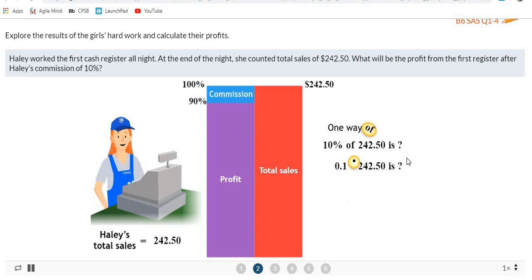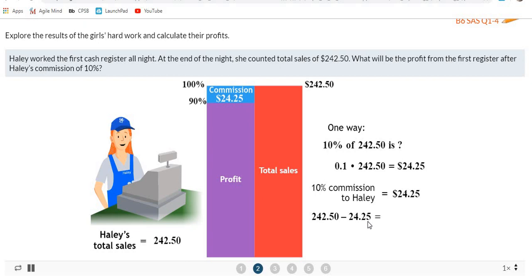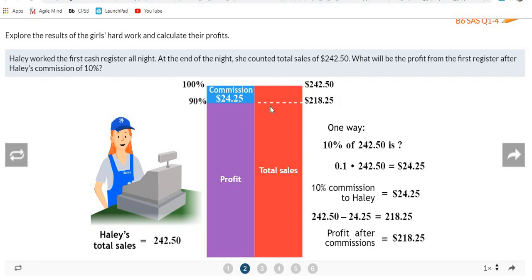Over here, they are calculating how they're getting 10%. So they do 10% as a decimal, multiplying it times the amount. They find there that her commission is $24.25. So they're subtracting that from her total sales. That's how much she's taken away from her register to pay herself, and so they're left with a profit of $218.25. Now, we know 10% is easy to work with in our head. We probably wouldn't have done all this work and probably would have just bounced our decimal forward and known that it was $24.25 for her 10% commission.